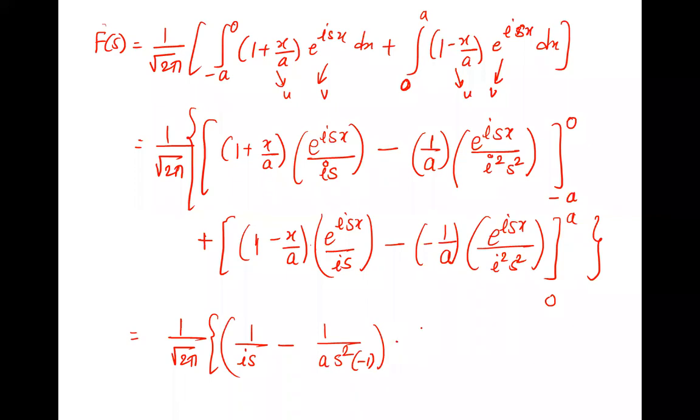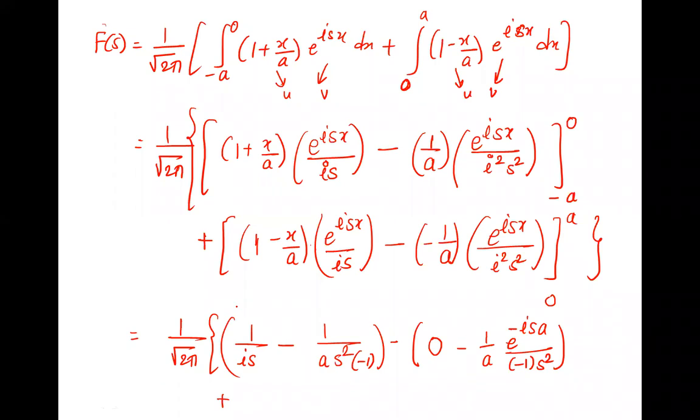Okay, upper limit minus lower limit. For the lower limit you are writing minus a. If you write minus a here, a will get cancelled and there will be minus 1. 1 minus 1? 0. So 0 into anything? 0. If we put minus a here, that will be there. So it is minus 1 upon a, e raised to, you are writing minus a, so minus isa upon i square, that is minus 1 into s square. Okay, this upper and lower is done.